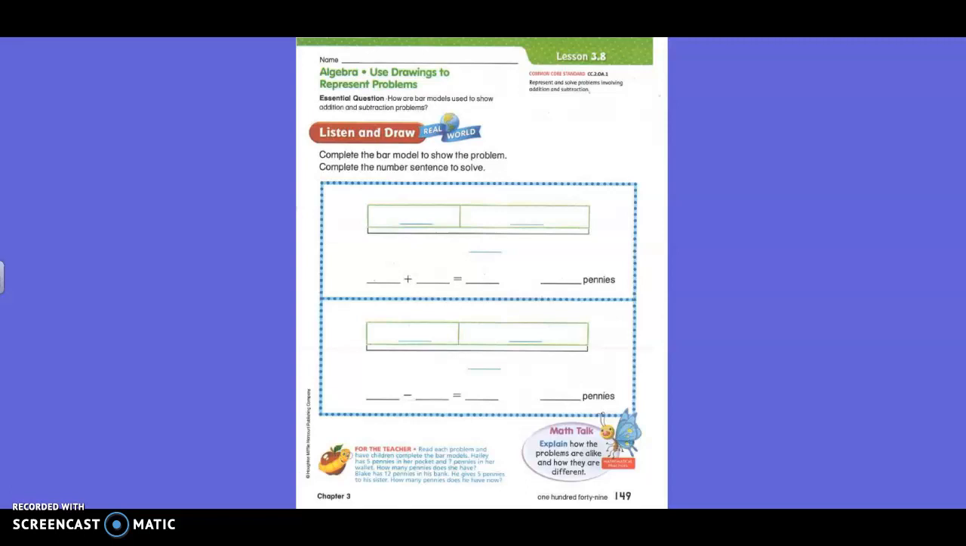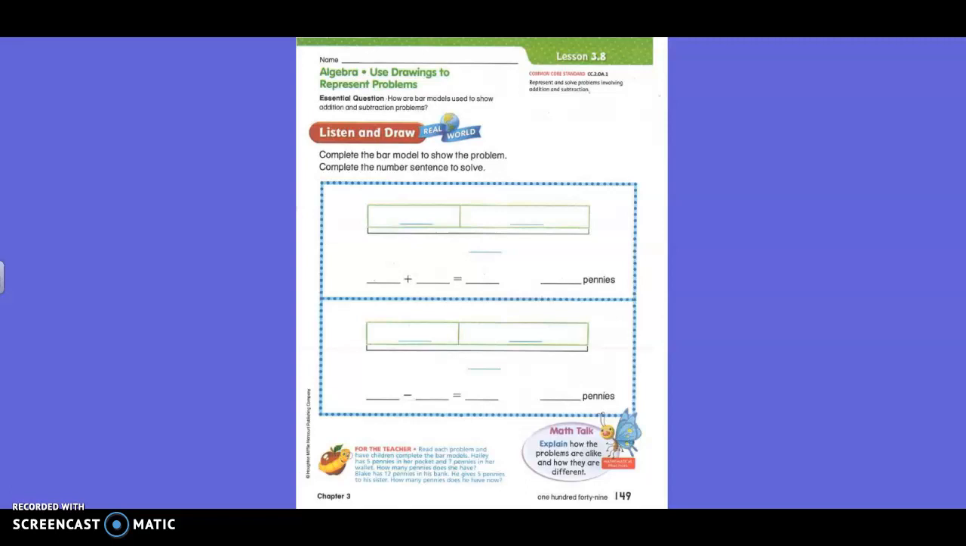Haley has 5 pennies in her pocket and 7 pennies in her wallet. How many pennies does she have? Okay, Haley has 5 pennies in her pocket and 7 pennies in her wallet. How many does she have? Is this going to be addition or subtraction? Ivan? Yes, it's going to be addition. So we're going to use the top bar model, okay?